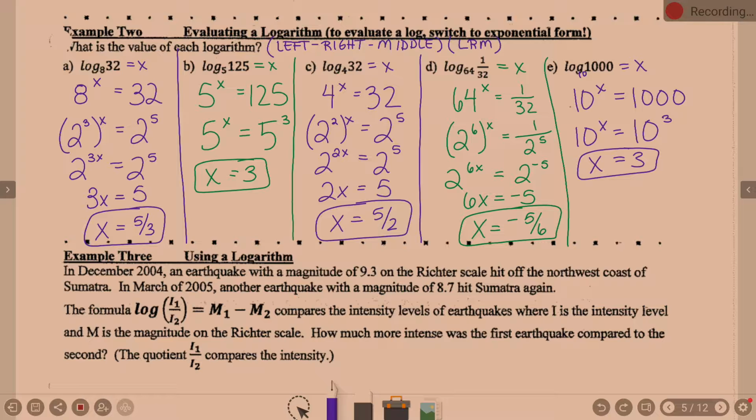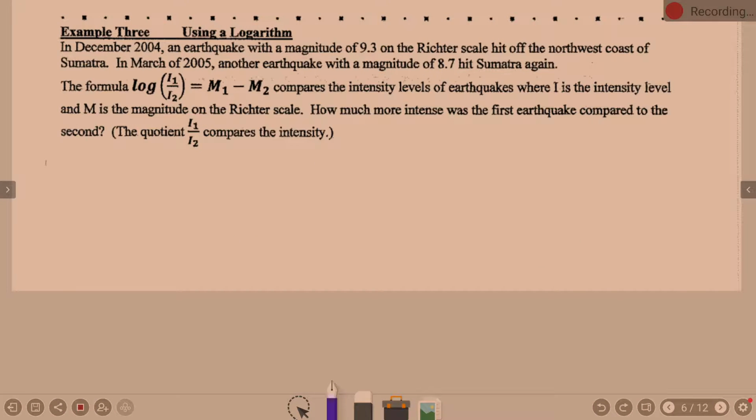The formula. Oh, I love that when they say that. They're giving me the formula, yes? The formula. Log of I1 over I2 equals M1 minus M2. What? Compares the intensity levels of earthquakes, where I is the intensity level and M is the magnitude. How much more intense was the first earthquake compared to the second? And notice what it says there. The quotient, I1 over I2, compares the intensity.